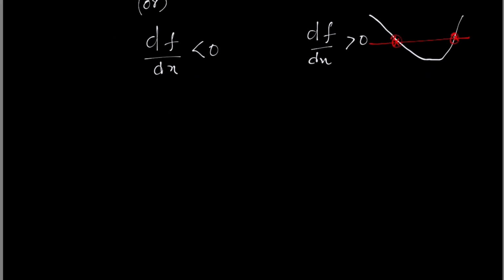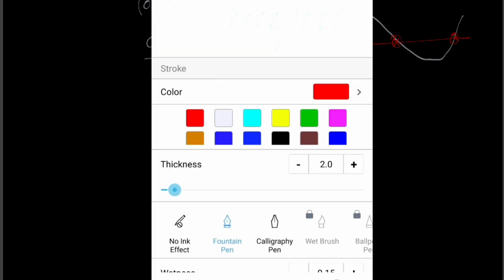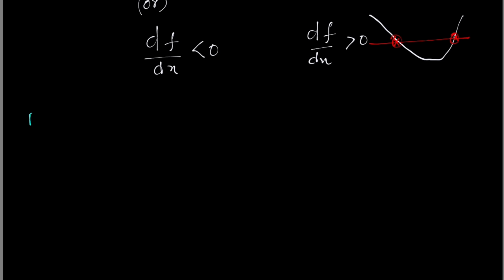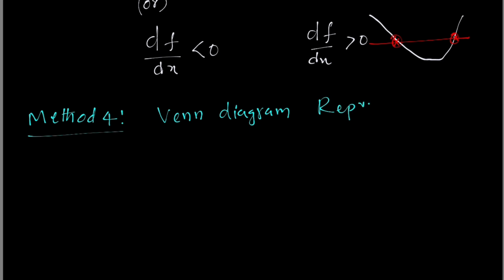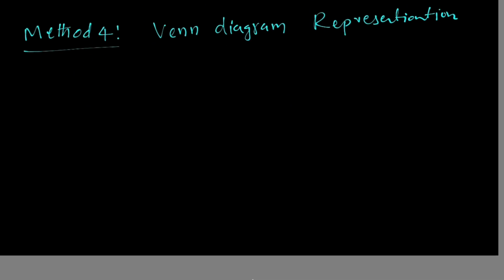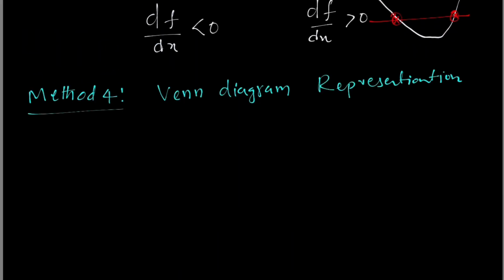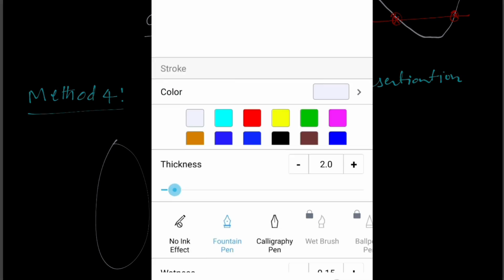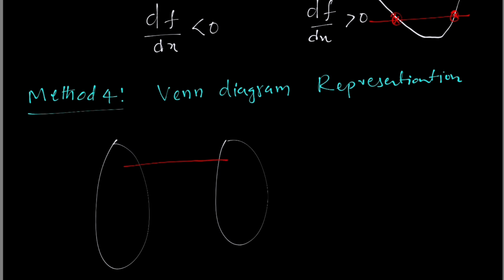And the last method that I hadn't included, Method 4, Venn diagram representation. So simply, we know the Venn diagram representation. When there is one-to-one mapping, then only you can say the function is one one.